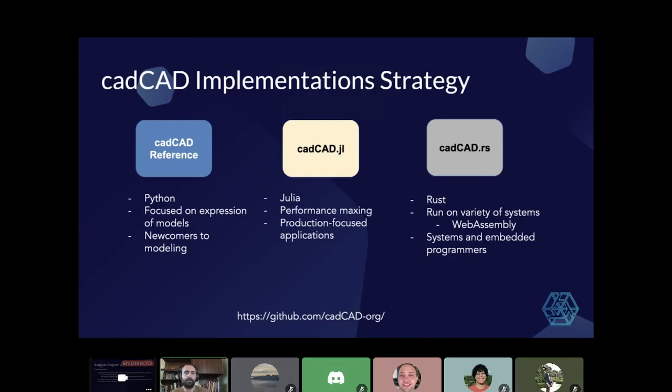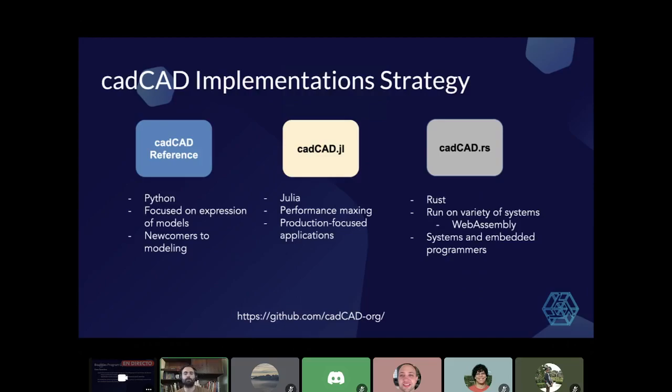So we're here today because we're talking about cadCAD Julia. The focus of cadCAD Julia will be performance maxing. Maybe I should put 2 X's in there per the meme. And we're focusing more on production-focused applications. So we're going to assume in this Julia implementation that you have an understanding of GDS. You're familiar with modeling. So we're going to make trade-offs towards performance versus ease of use whenever those things come up. Generally, on the whole, that's sort of our strategy here.